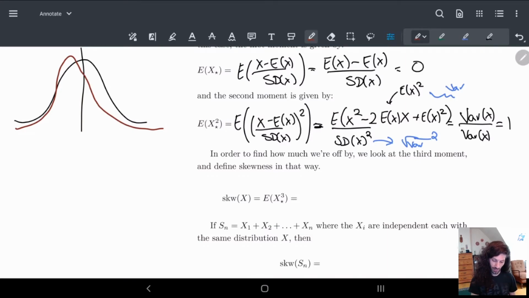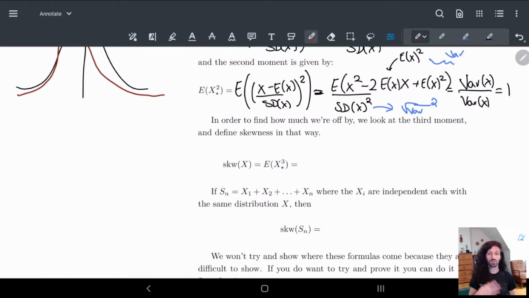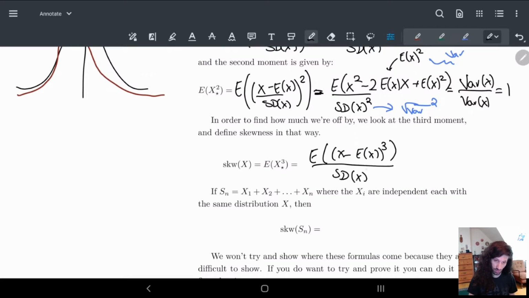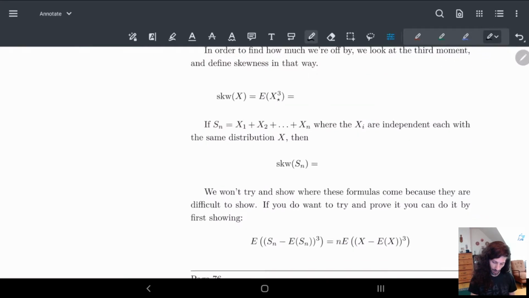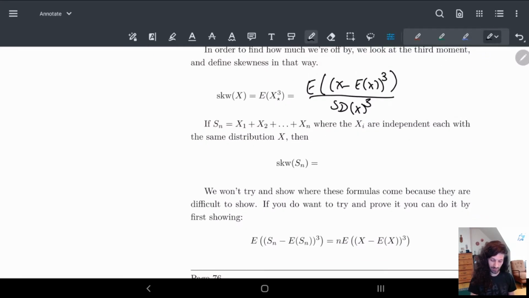The skewness is actually coming from the third moment. So we just do this a third time. At this point, you should see what we would have to do. We would just have to do the cube here. So X minus E of X, cubed, divided by the standard deviation of X three times. And this is how we define the skewness. That's where that formula from before was coming from. We just defined it in this way. And for independent variables, if I were to take the sum, what we end up getting is we just take the skew of any one of them and divide by the square root of n. And that's how we would get the skewness.